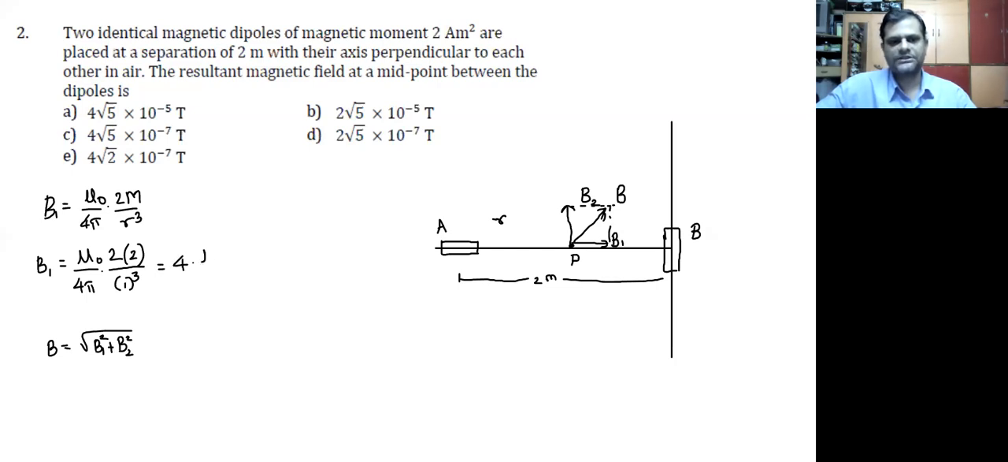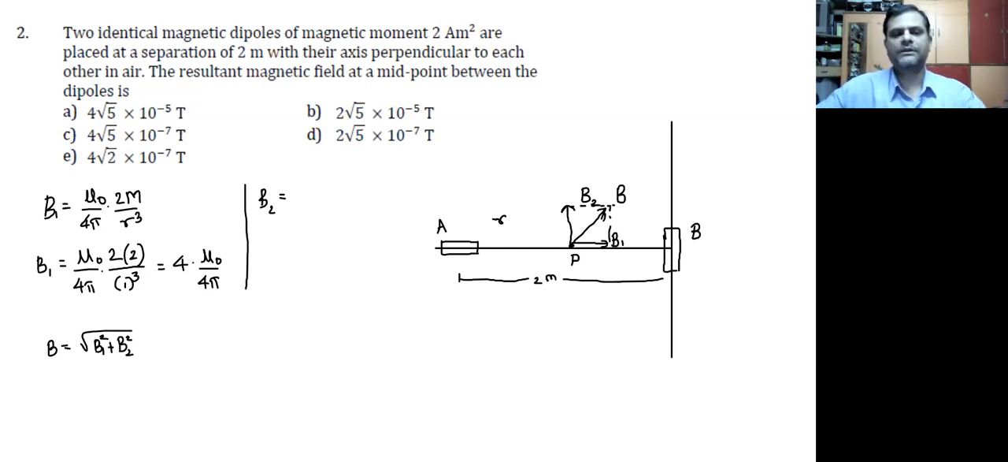ठीक है, just keep it as it is. Let us see. So 4 times of mu naught upon 4 pi, this will be the value of B1 here. Okay, if we just check B2 here, then B2 is the magnetic induction due to the second magnet at a point along the equator.